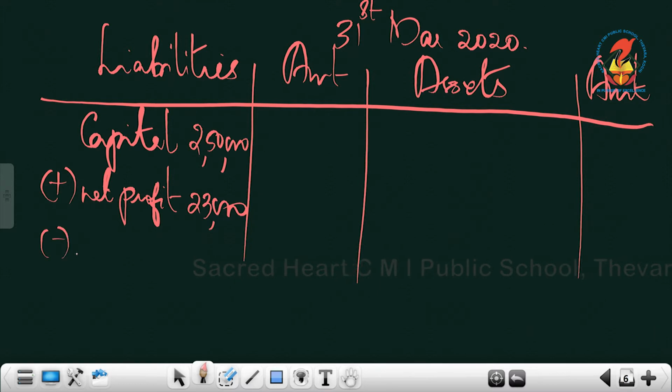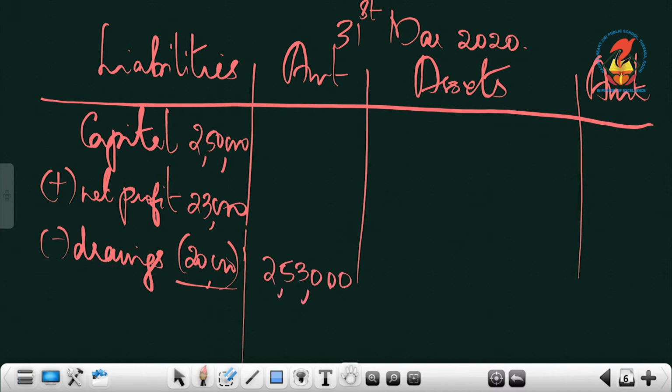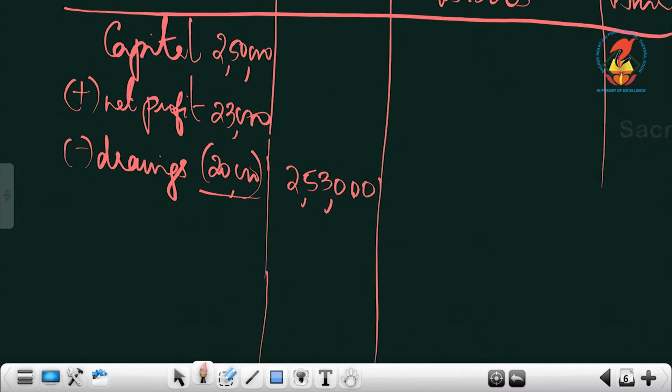Add that. Less drawings, it's given in your question, inside the trial balance, 20,000. In the outer column you can write the amount. Sorry, not 1,10,000, it's 2,53,000. Take care while you do the calculations and write the answer.